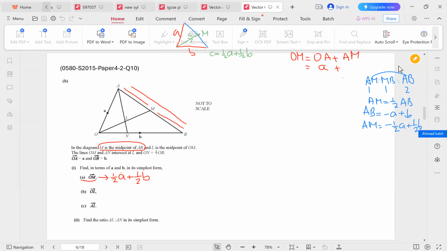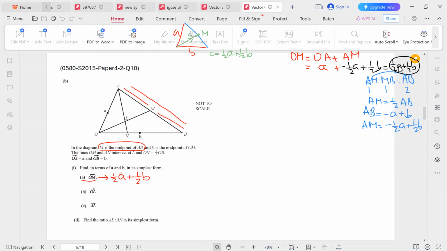And then we would put AM back into the equation. So we would get A minus half A plus half B, and that would give us half A plus half B. Of course, this is the same final answer that we got using the shortcut. You can know both, no problem.